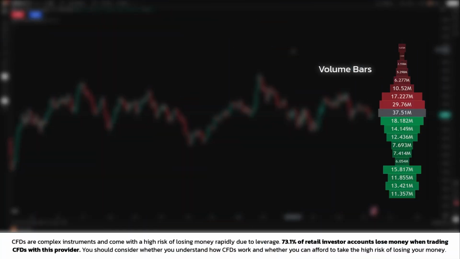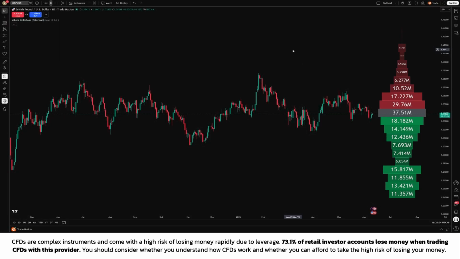The horizontal bars are the main part of the read. Longer bars show price areas where more volume has accumulated. Shorter bars show areas where less volume has traded. High volume areas can act as important reference zones because they show where buyers and sellers have previously done more business. These levels may act as support, resistance, or decision points, but they should not be treated as guaranteed reversal areas. Low volume areas can also be useful.